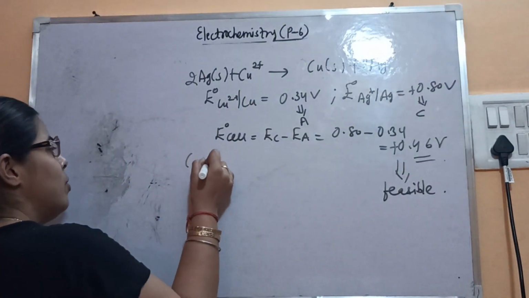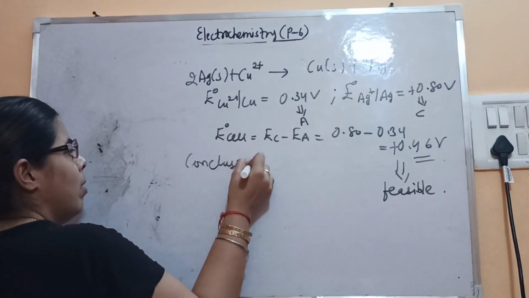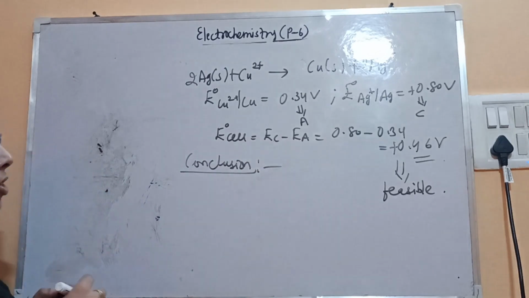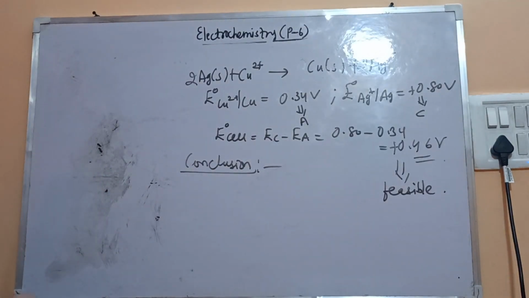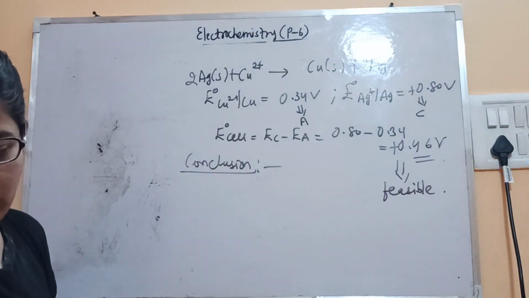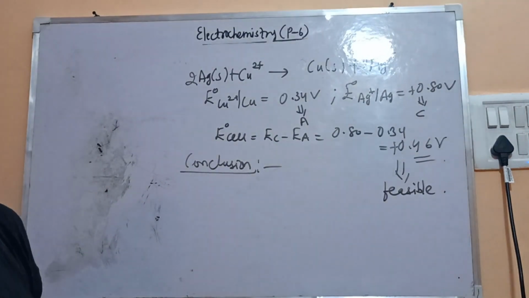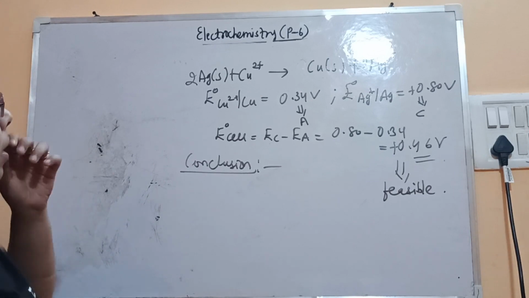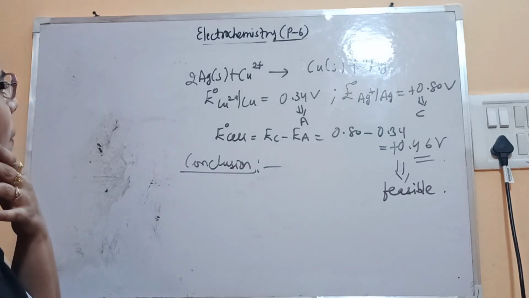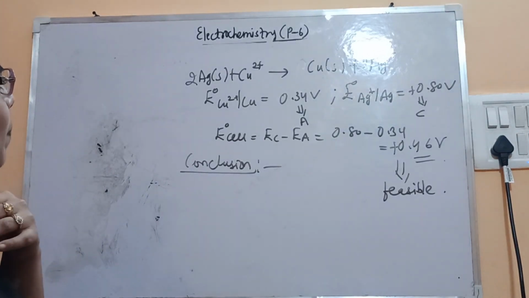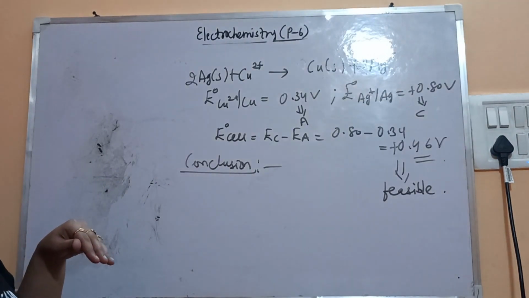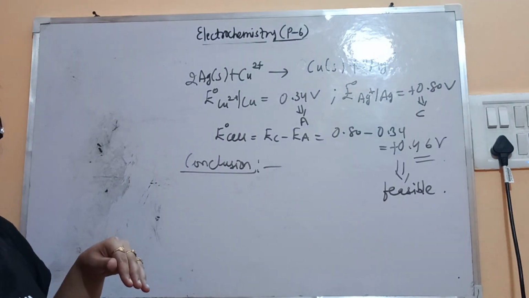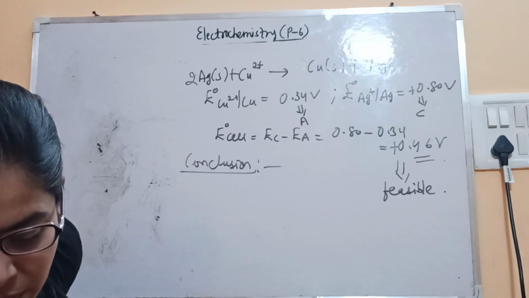Fine. Now what's the conclusion here? Reaction is feasible. E naught cell is coming out to be positive only. Fine. This indicates that which is more reactive here? Copper is more reactive as it is placed below the silver.